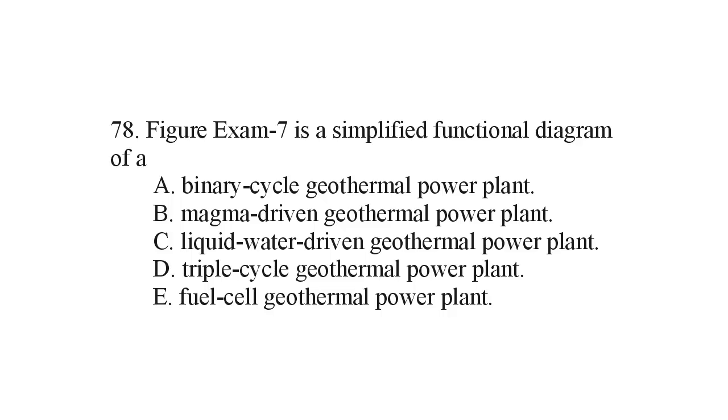Here's an explanation for the answer to final exam question number 78 in Alternative Energy Demystified, 2nd edition. If you have the printed book, you'll find the question at the bottom of page 327 and the relevant figure, figure exam-7, at the top of page 328. And we're being asked, what is this a simplified functional diagram of? The answer is A. It is a binary cycle geothermal power plant.